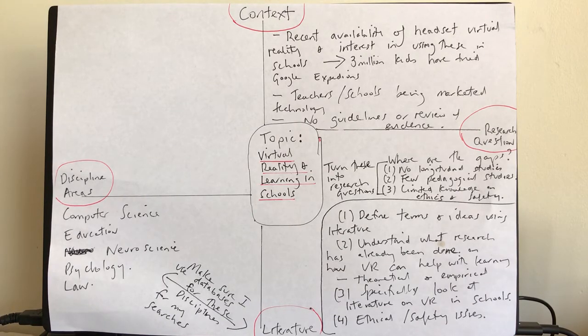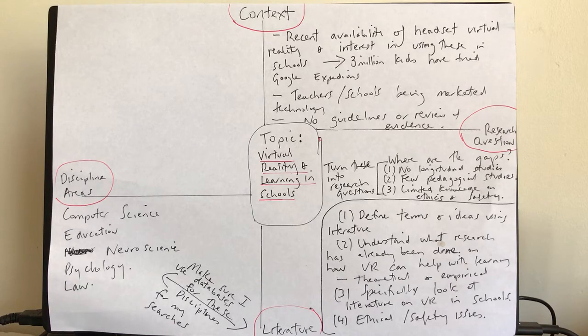There's a couple of things that came to mind immediately. There's other things as well, but this is what I've just jotted down. Since 2014, there's been a release of these VR headsets, from very cheap versions to very expensive ones, but they weren't really available before that. And 3 million kids now have tried VR, have tried Google Expeditions, the Google Cardboard expeditions in the world. So it's growing numbers of young people and children using it in schools and for leisure. Teachers in schools are increasingly being marketed to by technology companies.